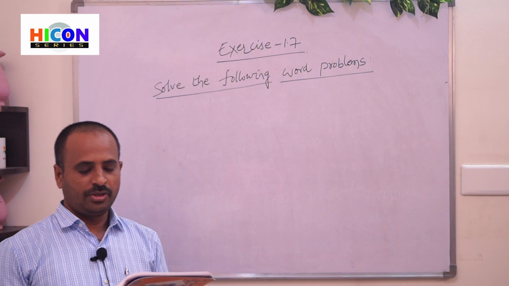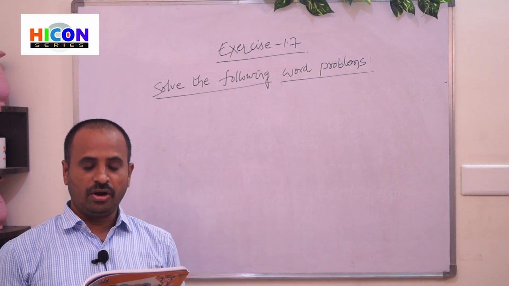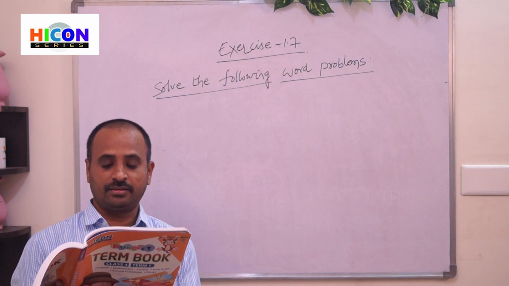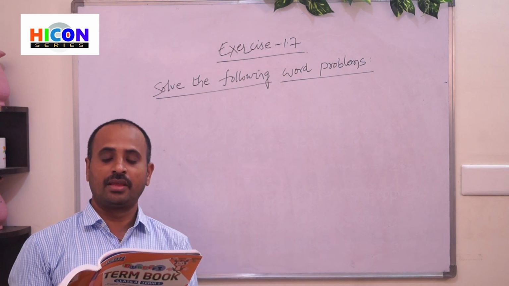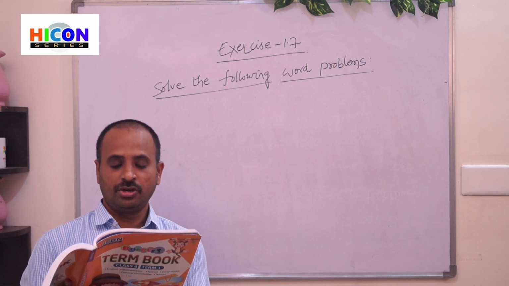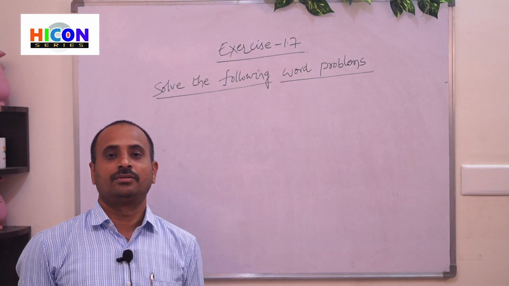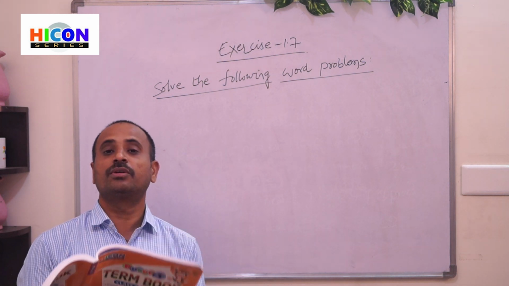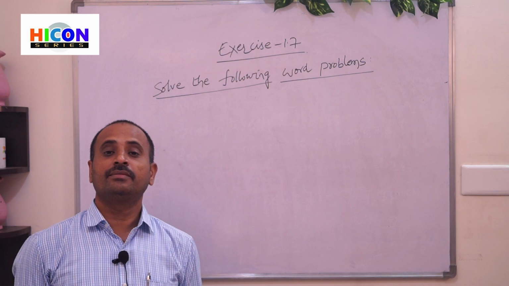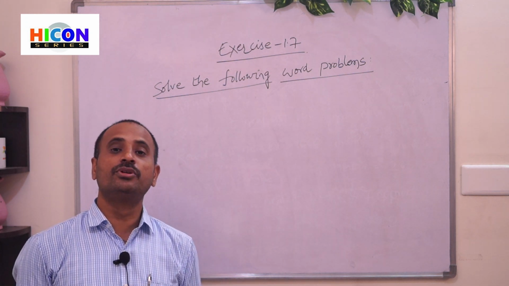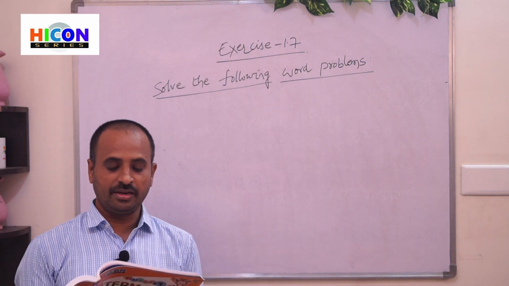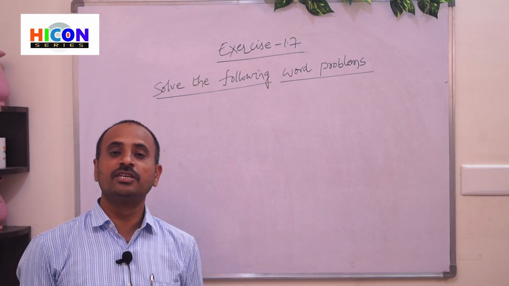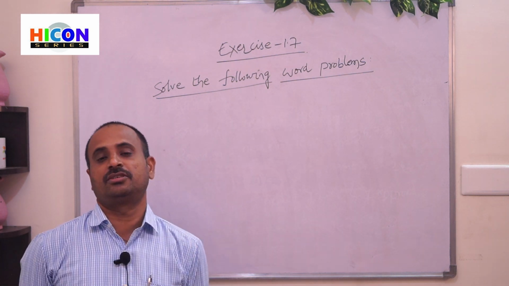So children, let us see the first problem. You want to distribute sweets for your class on your birthday. There are 36 children in your class. How many sweets will you take, rounded to the nearest 10? Read the problem again. It is your birthday and you want to distribute sweets to your students in the class. There are 36 children in your class, so the strength of your class is 36. How many sweets will you take, rounded to the nearest 10?